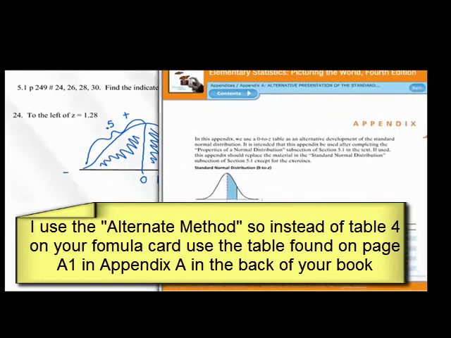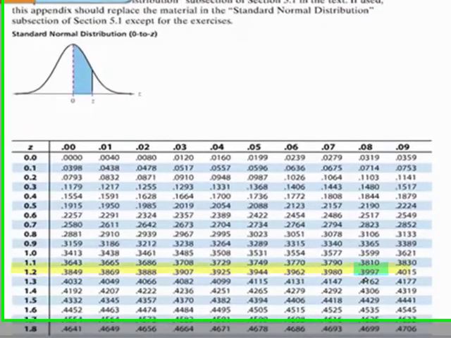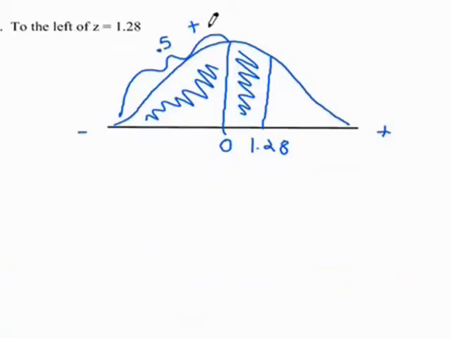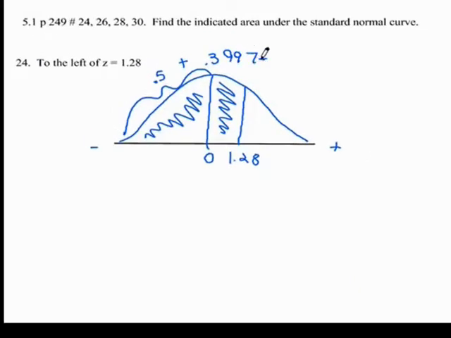So we're going to be looking up 1.28. So we go down to 1.2 and over to 0.08 for our hundredths place. And so that's going to end up giving us 0.3997. So we're just going to add that to the 0.5. So for number 24, the area to the left of 1.28 is 0.8997. Let's take a look now at number 26.